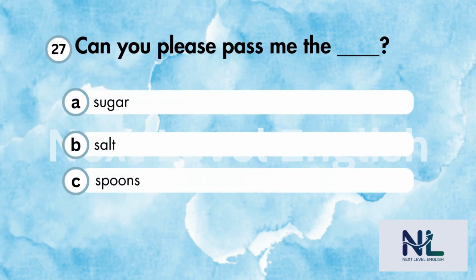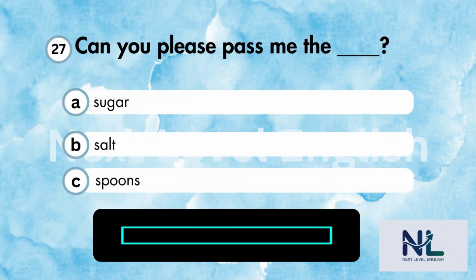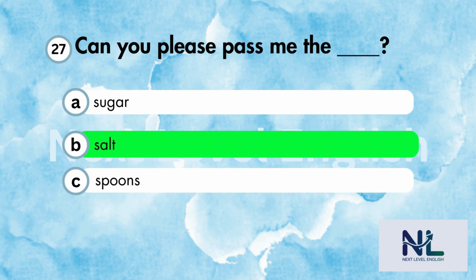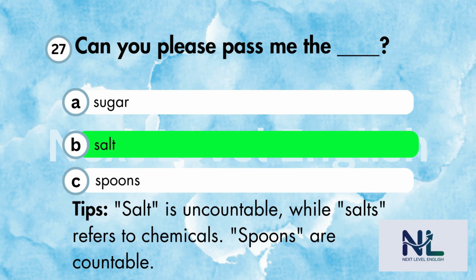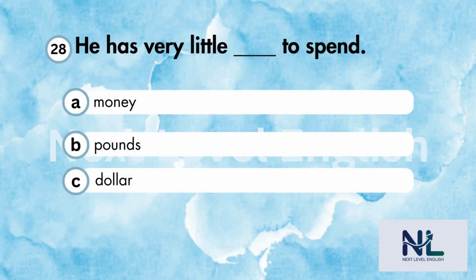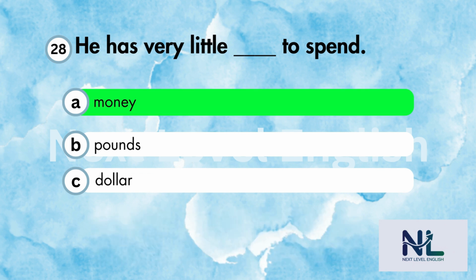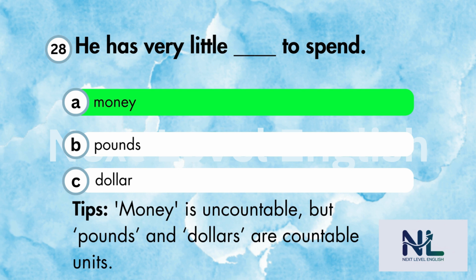27. Can you please pass me the salt? Tips. Salt is uncountable, while salts refers to chemicals. Spoons are countable. 28. He has very little money to spend. Money. Tips: money is uncountable, but pounds and dollars are countable units.